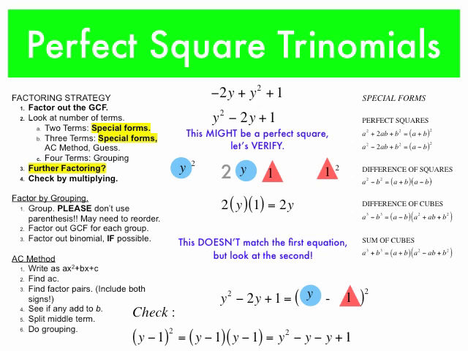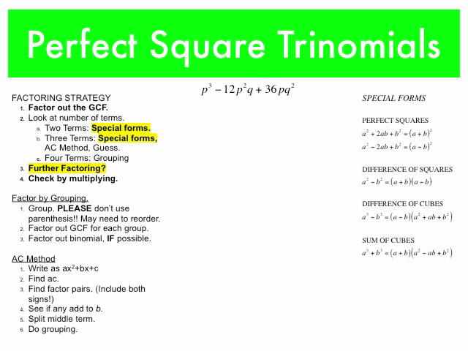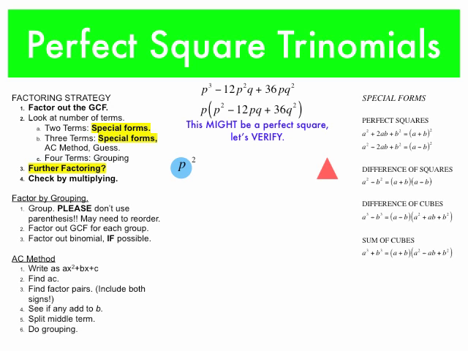Okay, we'll do just a couple more. Is there anything common to these? Yes, there's a p, so I can pull that out. Now, is this possibly a perfect square? Looking at the p squared, that looks like it could be, and the 36q squared. P squared is p squared. 36q squared is 6q squared.